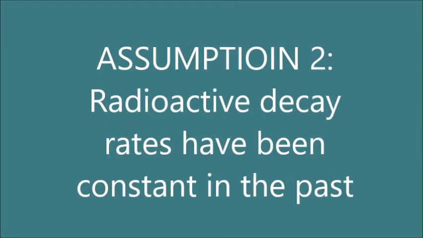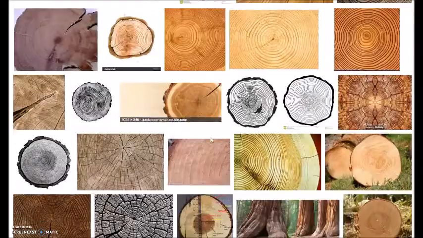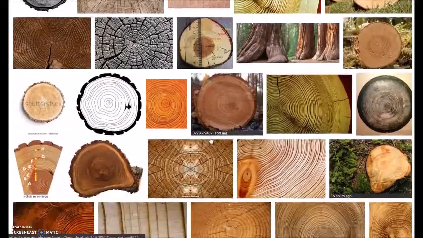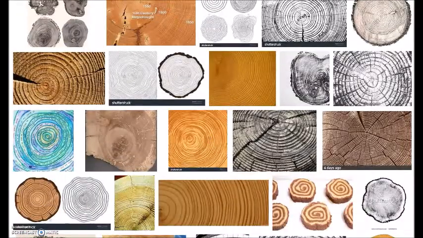The second assumption is that radioactive decay rates have been constant in the past. If this piece of information was actually true, radiocarbon dating would not work today. To prove this wrong, scientists measured the tree rings from an older tree and the tree rings from a younger tree. The carbon ratios in the stumps were different from each other. This proves that radioactive decay rates have not been constant in the past.